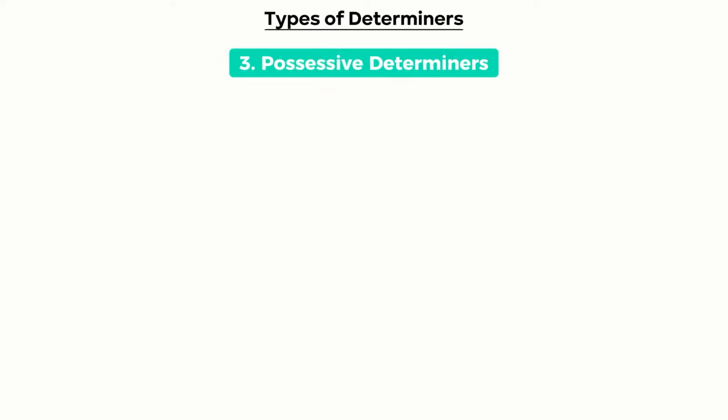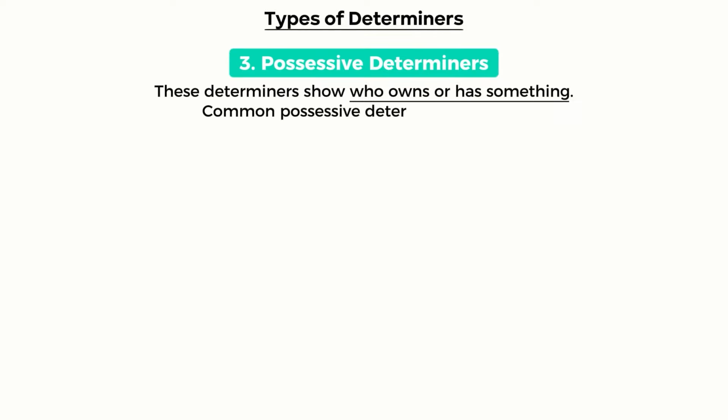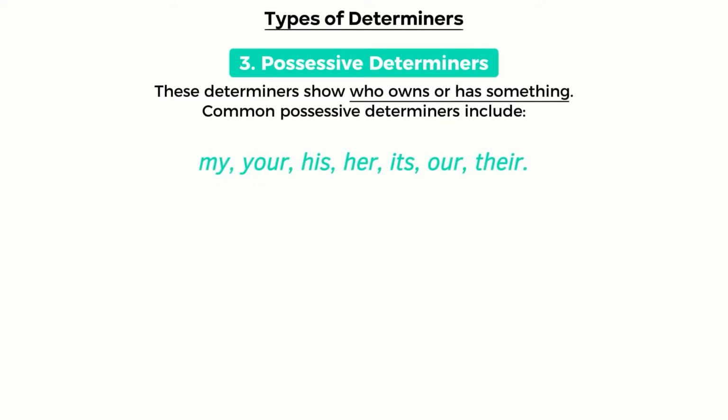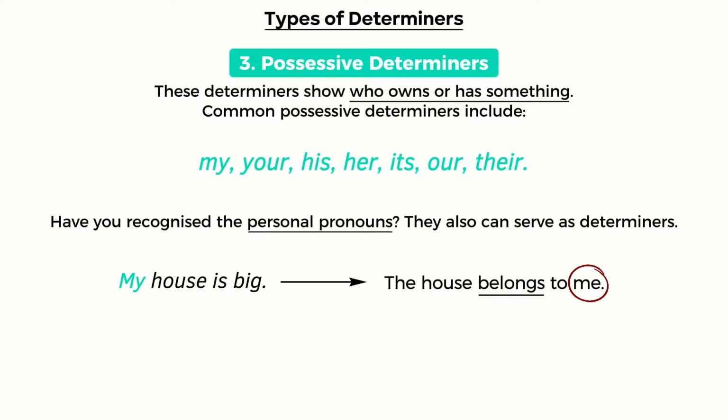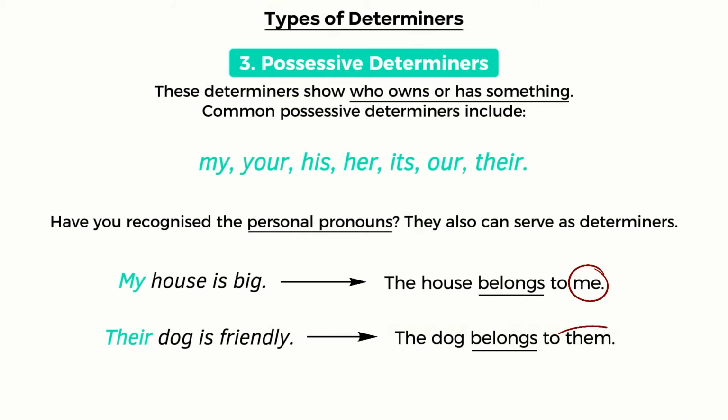3. Possessive determiners. These determiners show who owns or has something. Common possessive determiners include my, your, his, her, its, our, their. Have you recognized the personal pronouns? They also can serve as determiners. My house is big. The house belongs to me. Their dog is friendly. The dog belongs to them.